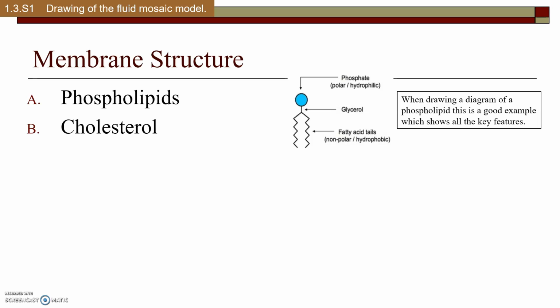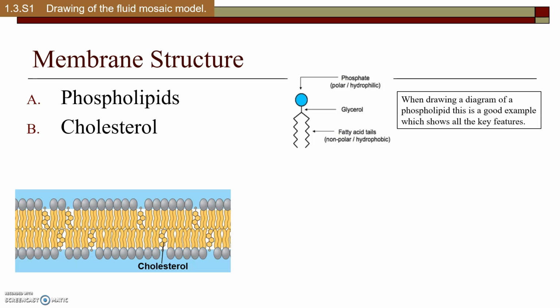Embedded within the phospholipids, we find cholesterol. This is a molecule that gets a really bad name in terms of our diet, but it's actually integral to membrane function. And so here you can see the bilayer of the phospholipids, and embedded within that you can see some cholesterol molecules. And then embedded within all of that we have proteins.